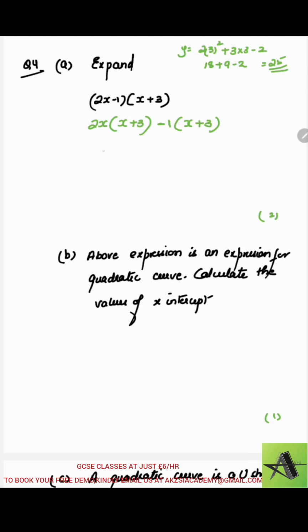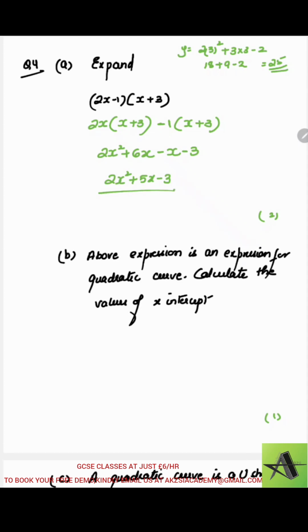2x times x is 2x squared. 2x times 3 is 6x. Minus 1 times x is minus x. And minus 1 times 3 is minus 3. So it's 2x squared plus 5x minus 3 is the final answer.